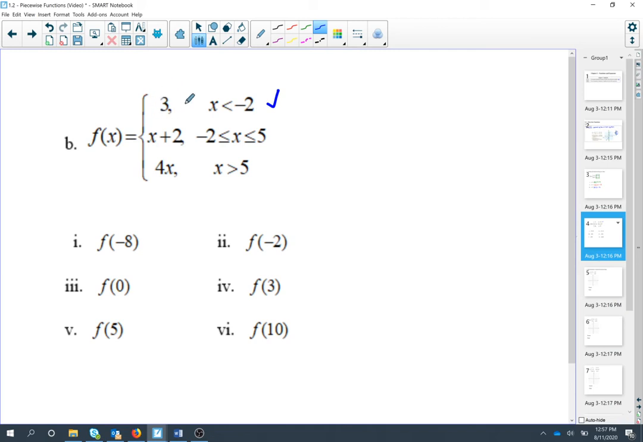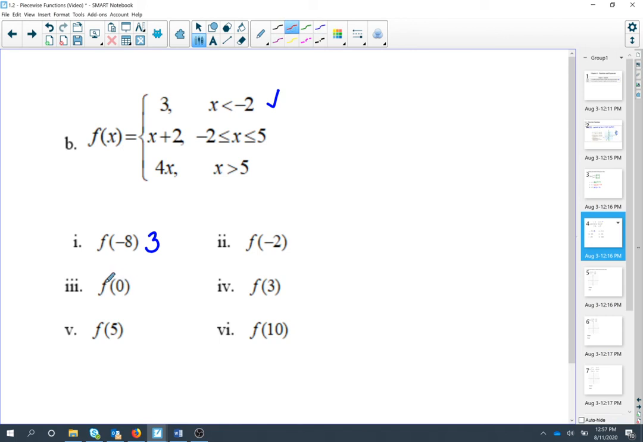Well, there's no x here. Where do I put it? Well, this is a constant function. This function is always 3. So whether x is negative 8, negative 10, negative 100, this will still be 3. So the answer, or the function value, is just 3.